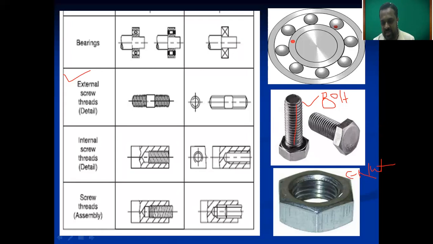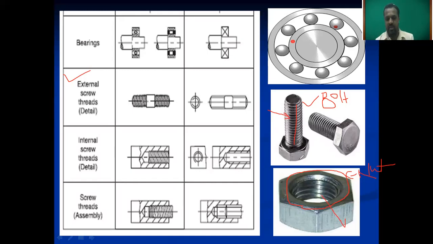See, this is called the nut, and inside this we are providing the thread, so it is called the internal thread. This is called the internal thread, and this is called the external thread.